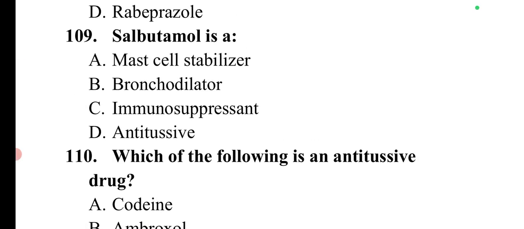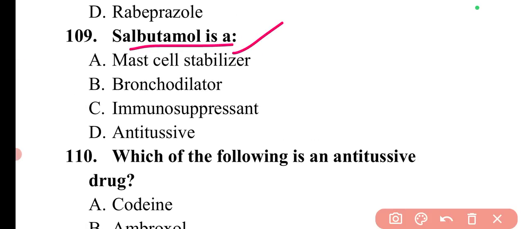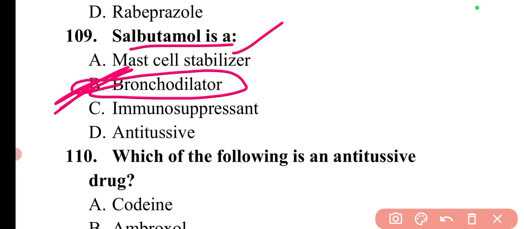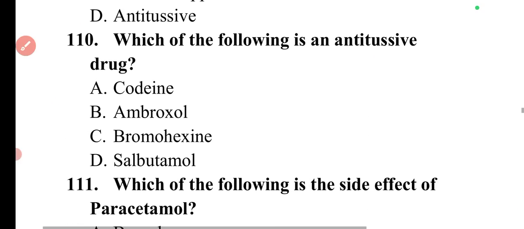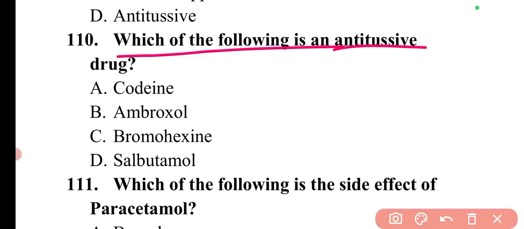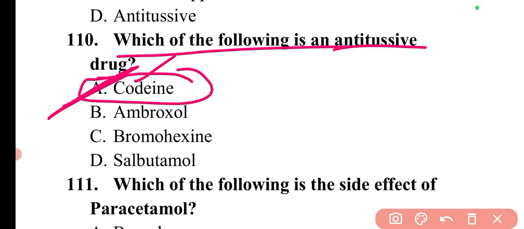Next question is, salbutamol is a. So salbutamol is a bronchodilator drug. So here option B is correct. Next question is, which of the following is an antitussive drug? So the antitussive drug is codeine only. So here option A will be the correct answer.